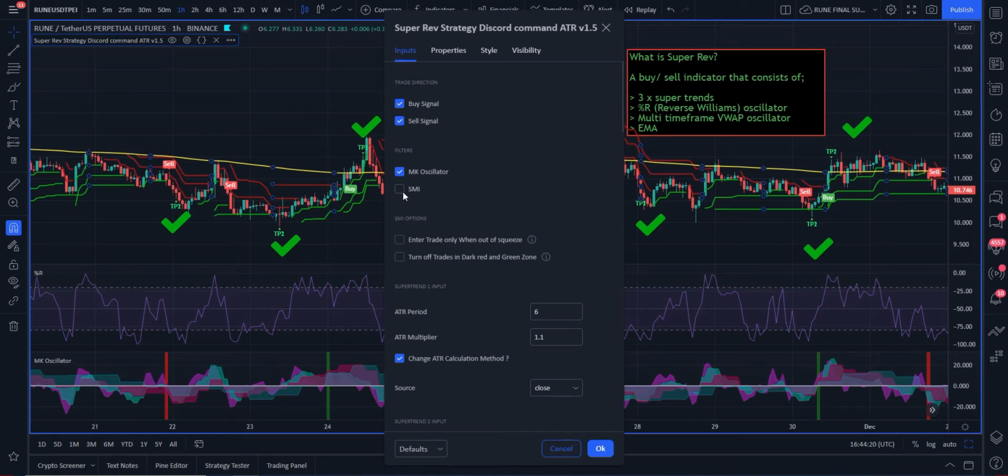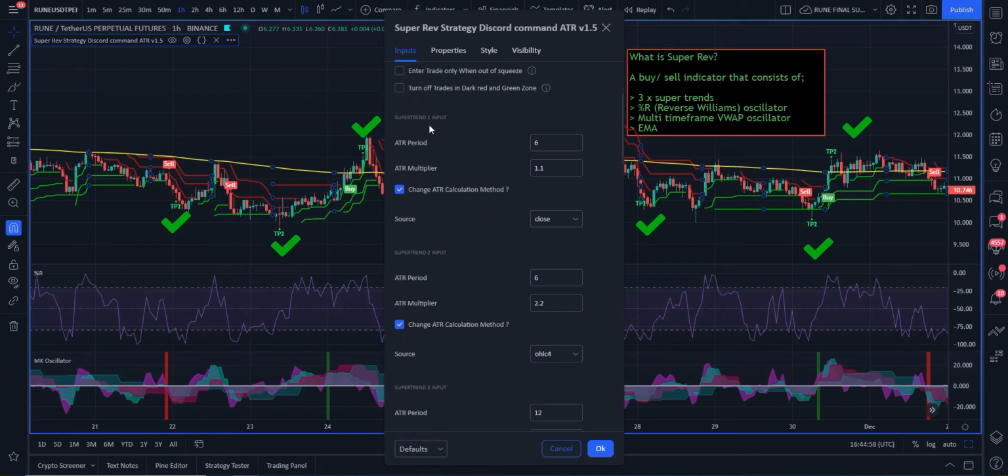Within Super Rev there is also an SMI, which is a squeeze momentum indicator. We don't really use this anymore. We've left it in. It's there if you want it. Basically, it will filter out any trades that might be in a Bollinger Band squeeze. It's in there, you can play around with it. We don't really use it, so I'm not covering it in this video.